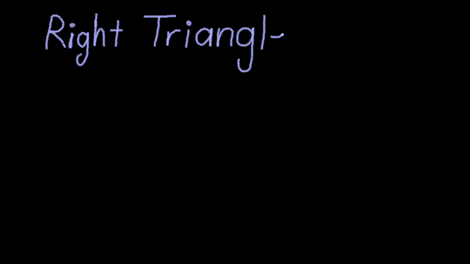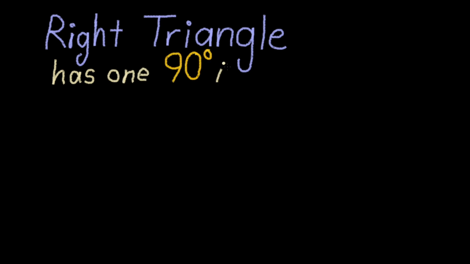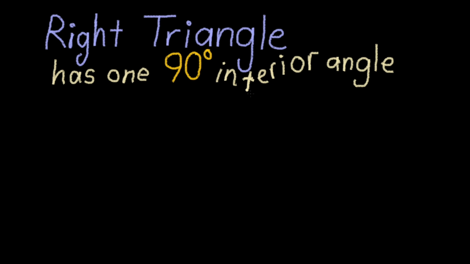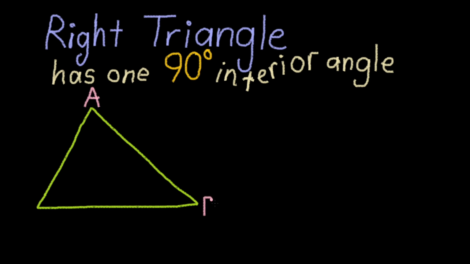The next type of triangle based on the measure of its angles is the right triangle. This type of triangle has one right angle, which is essentially a 90-degree angle. The other two angles of a right triangle must be acute angles because the sum of the interior angles of a triangle always adds up to 180. Here's an example. The triangle ABC has angles that measure 90 degrees, 40 degrees, and 50 degrees.